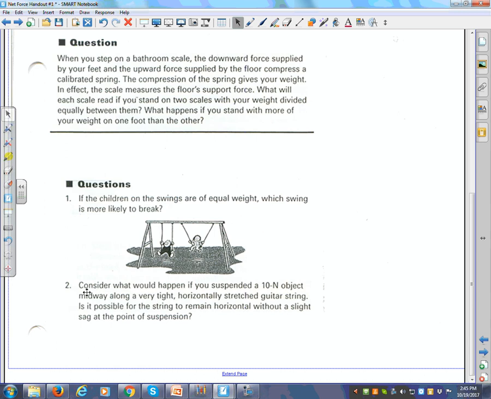Question number 2 says, consider what would happen if you suspended a 10 Newton object midway along a very tight horizontally stretched guitar string. Is it possible for the string to remain horizontal without a slight sag at the point of suspension? No. There has to be, as Ty pointed out, there has to be a dip, because if there's a Y weight down, there has to be a Y force up.